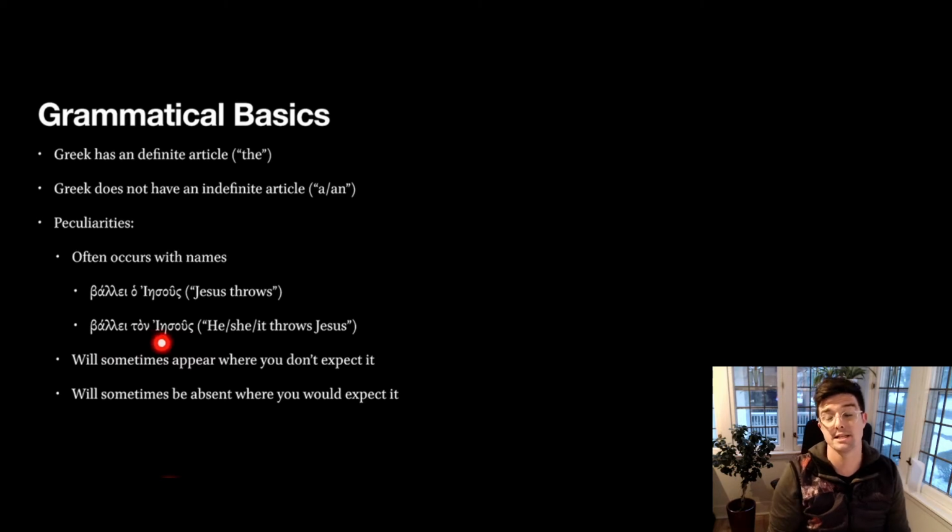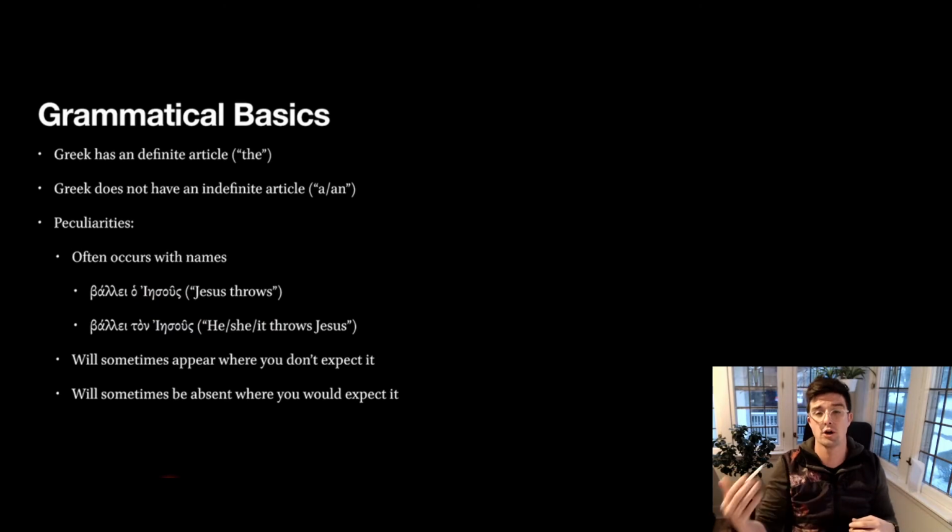In this case, Jesus is the object of the verb ballei, and we know this because ton is the accusative masculine singular. So even though Iēsous looks exactly the same in these two sentences, this Jesus is the thrower, the subject, and this Jesus is the throwee, the object, on the basis of the definite article, which gives us that grammatical information. So this is one of the reasons that we'll often see the definite article occurring with names.